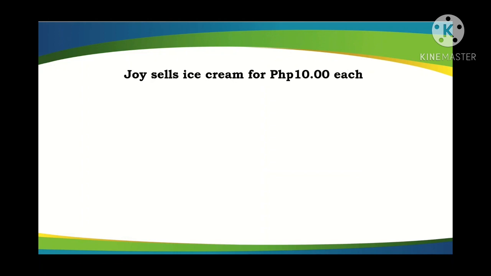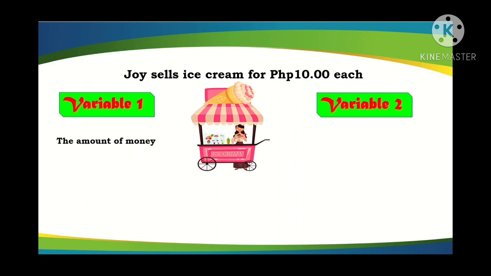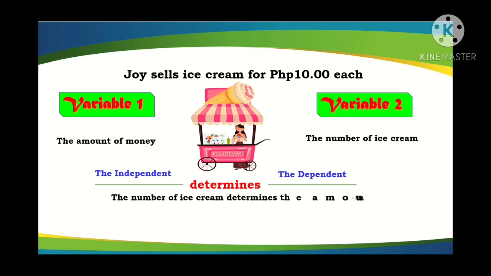Let's have another example. Joy sells ice cream for 10 pesos each. And we have two given variables. The first variable, the amount of money. And we have the number of ice cream. Let us determine which is the independent variable and the dependent variable. The number of ice cream determines the amount of money. So the number of ice cream is our independent variable and the amount of money is our dependent variable.